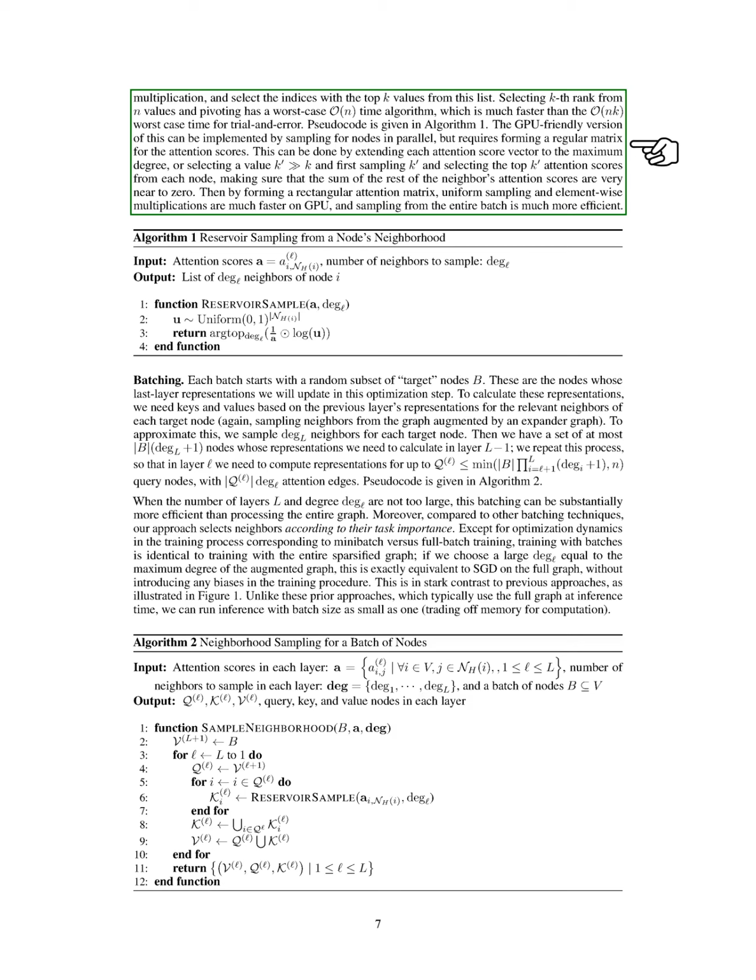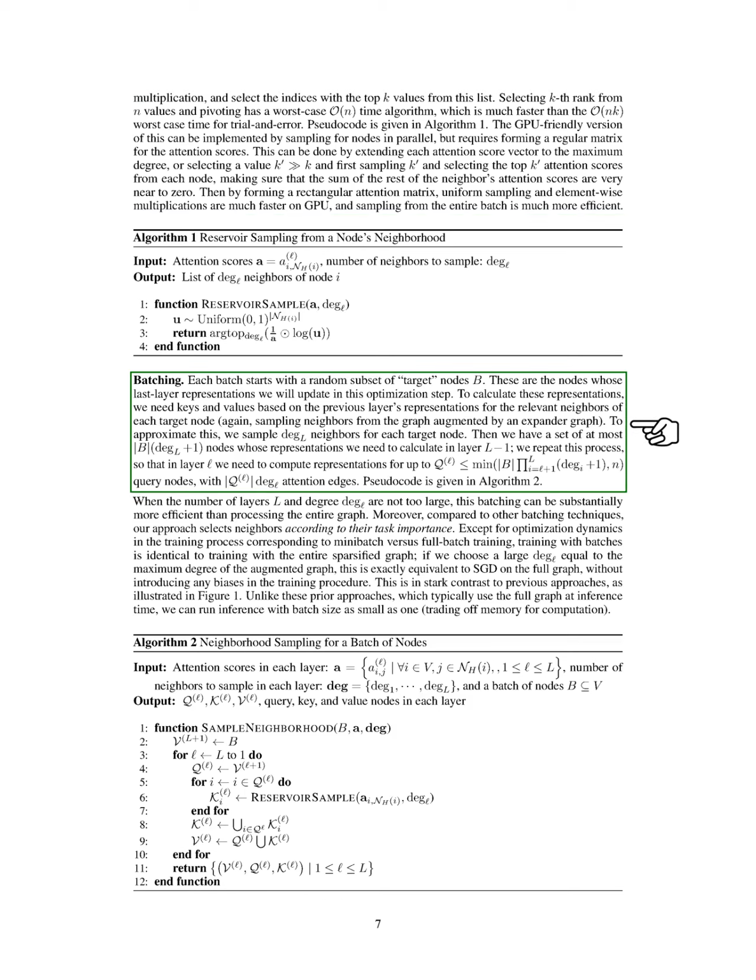We sample neighbors in parallel, which is GPU friendly, and we can optimize the process by forming a regular matrix for the attention scores. When it comes to batching, we start with a random subset of target nodes whose representations we will update. We sample neighbors for each target node and compute their representations based on the previous layer. This process allows us to efficiently handle the representations needed for each layer while ensuring that our approach selects neighbors based on their importance to the task.